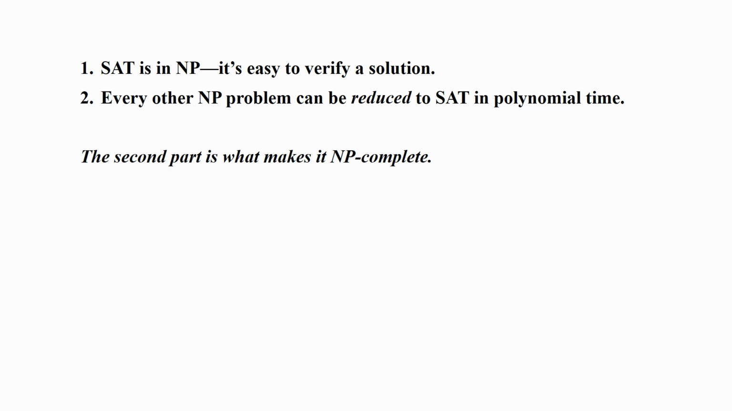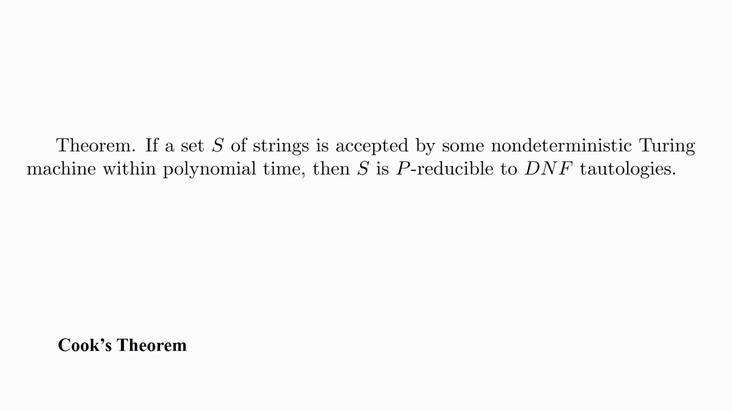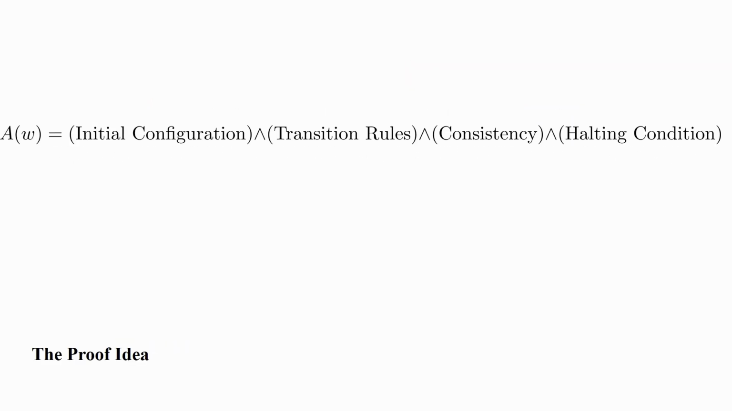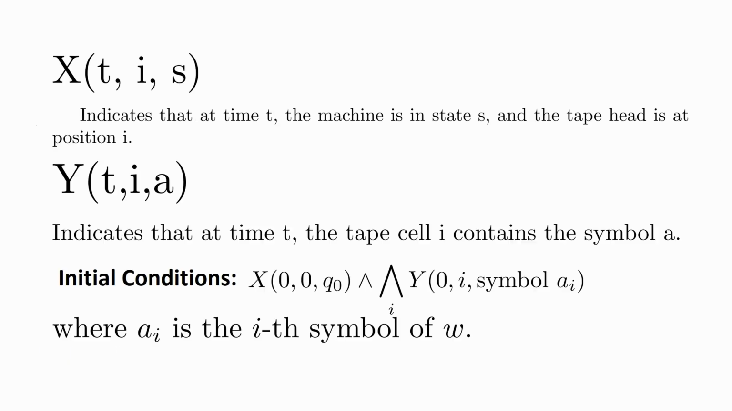Cook's proof is elegant. It shows how to take any NP problem and encode its computation, step by step, as a SAT formula. Let's walk through the construction. The SAT formula encodes the behavior of a non-deterministic Turing machine, or NTM, M, as it processes an input w. The goal is to ensure that the formula is satisfiable if and only if the NTM M accepts w. Let's break this down step by step.